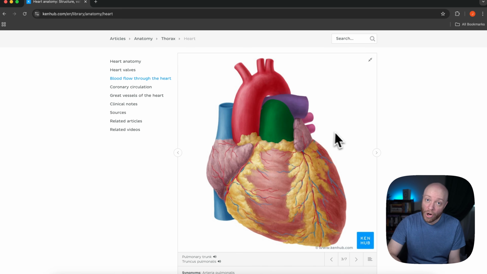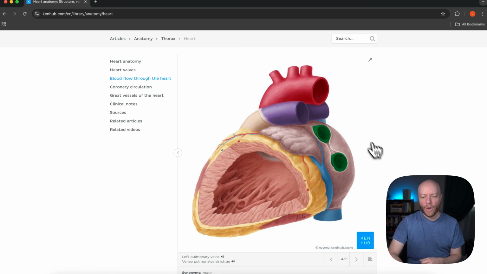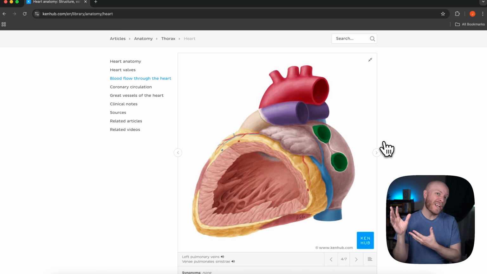So you can see the pulmonary trunk. This is the part that is branching off of the right ventricle, and then it's going to split into the pulmonary arteries. What you can't really see, because it's sliding underneath the aorta, is a pulmonary artery that's going to the right lung. And then over here, you can see the pulmonary veins. Remember, veins are always bringing blood back to the heart, whereas arteries are taking blood away from the heart.